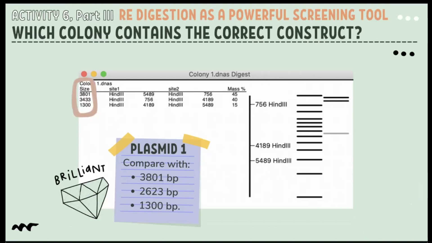For plasmid 1, if you look at the table on the upper left, you can see the DNA fragment sizes. So comparing that to the theoretical DNA fragment sizes, it seems that plasmid 1 is not the right construct, since the second fragment has a different size.